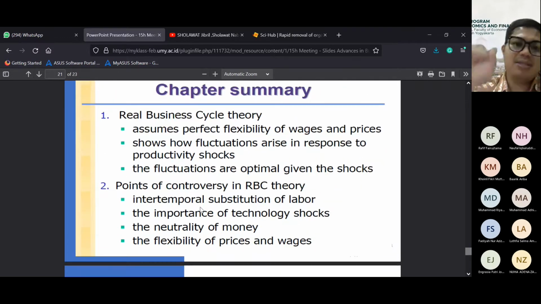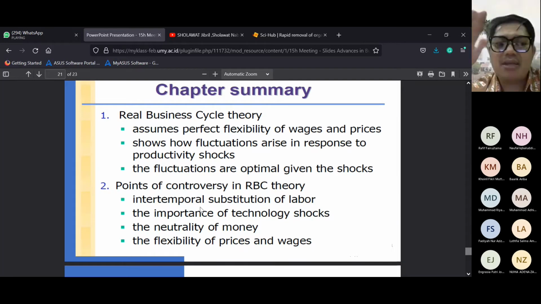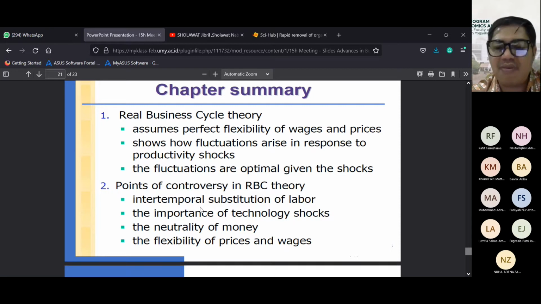And the summary is: real business cycle theory assumes perfect flexibility of wages and prices. So they believe that perfect flexibility will help people manage the business cycles. And the second one shows how fluctuations arise in response to productivity shocks. So the fluctuation here is due to productivity shocks, and the fluctuations are optimal given the shocks. So the fluctuation happens until it reaches the optimal point, before turning around.